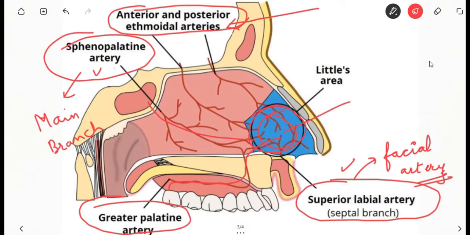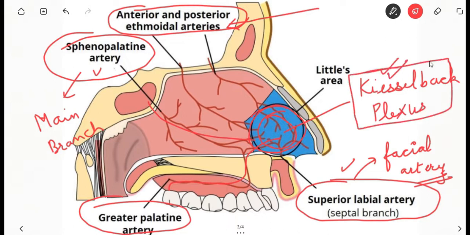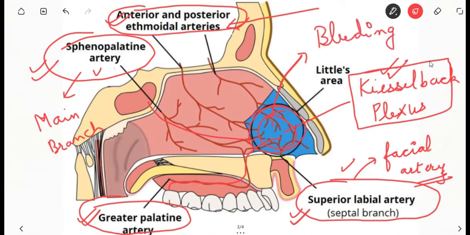So this area, remember, is known as the little area, or the Kiesselbach plexus. So it is very important for your examination. In exam you can get a question. The Kiesselbach plexus is formed by, remember, the superior labial artery, greater palatine artery, sphenopalatine artery and the anterior and posterior ethmoid arteries. So it is a common site for bleeding from the nose.